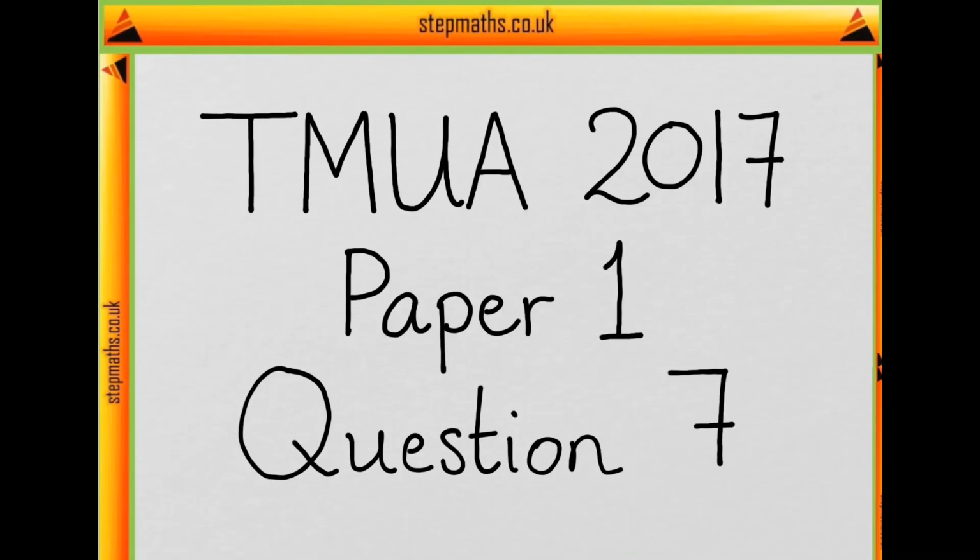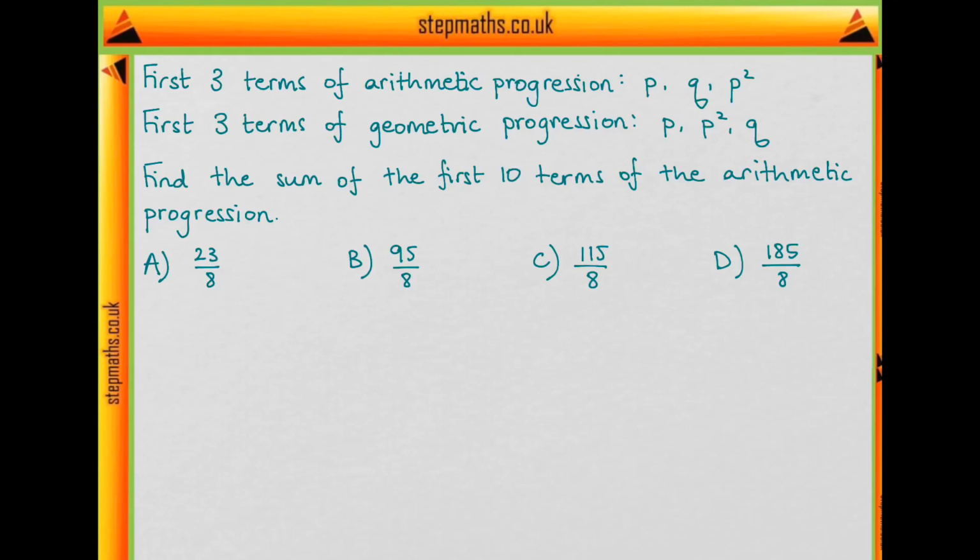Hello, this is question 7 on paper 1 of TMUA 2017. So we're given the first 3 terms of both an arithmetic progression and a geometric progression, and we want to find the sum of the first 10 terms of the arithmetic progression.